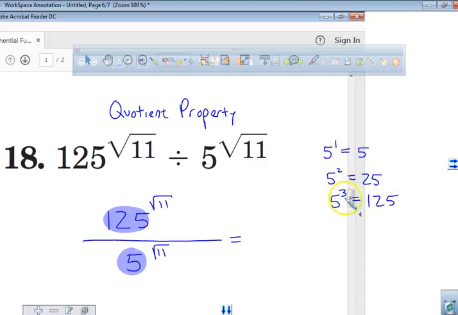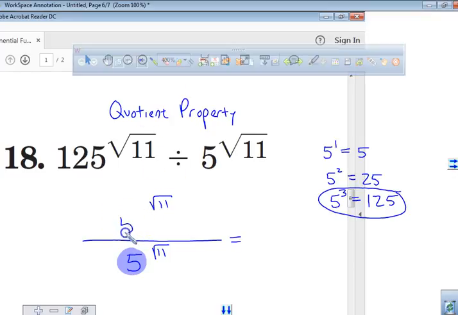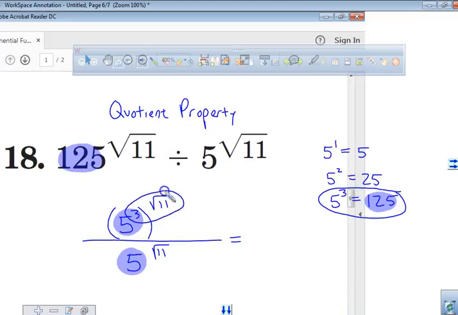Knowing that 5 cubed is 125 makes this very helpful. So I'm going to circle this. And I'm going to take this information right over here, and I'm going to erase the 125 and replace it with 5 to the power of 3. So hopefully everybody can see that this number, 125, right here, is also rewritten as 5 cubed. Now, here, what property are we going to utilize right here?